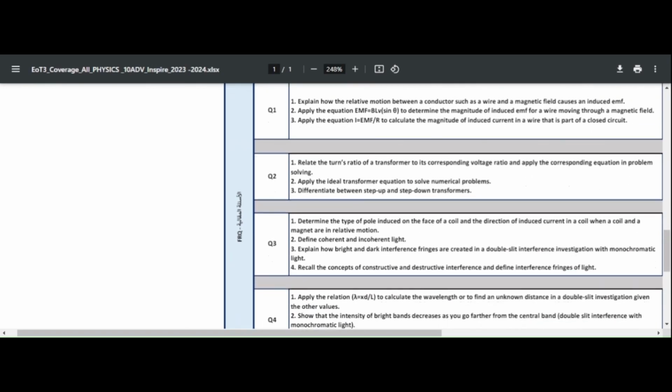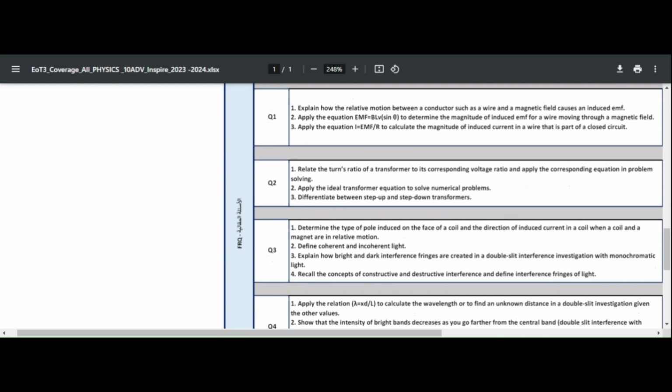Then the free response questions will again ask about electromagnetic induction. They could give you a situation in which you have to calculate the induced EMF using the formula BLV sine theta. You should know the angle between the velocity and the magnetic field, and calculate that EMF, and from the EMF you can also calculate the current, using Ohm's law.